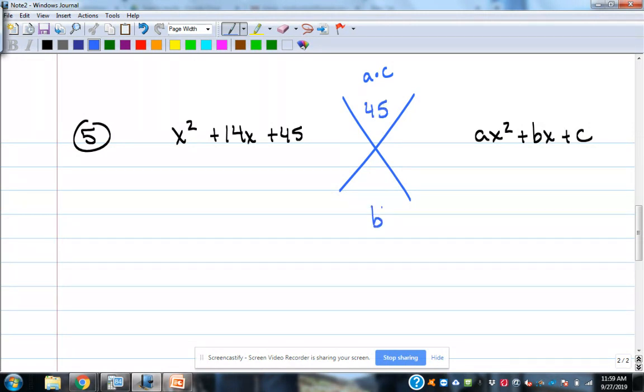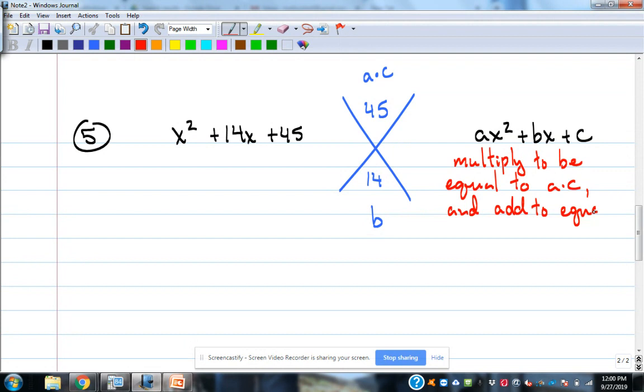In the bottom, it's always going to be b, which b is always in front of plain x. So b for us would be 14. All right. And then we need to fill in the sides. The side numbers need to multiply to be equal to a times c and add to equal b. All right, so we need two numbers that multiply to be 45 and add to be 14. Well, 9 times 5, that's the right two numbers.